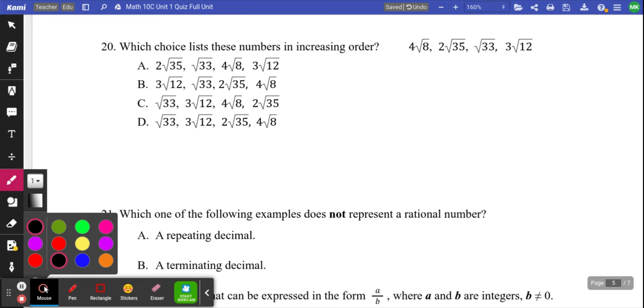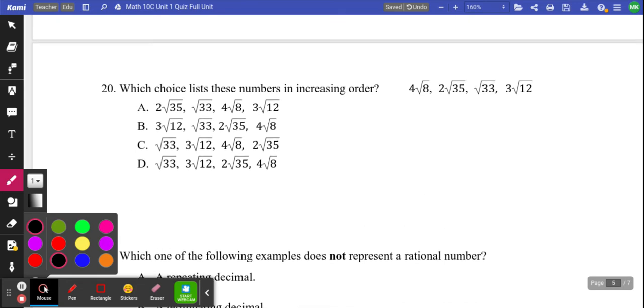This one, you just have to change all these to decimals and then rate them in increasing order, right? Because decimals are easy. So this is 11.3. If you calculate this one, it's 11.8. 2 squared of 33, that's 5.7. And you do this last one, 10.3. So you want to do it in increasing order. The answer would be C.